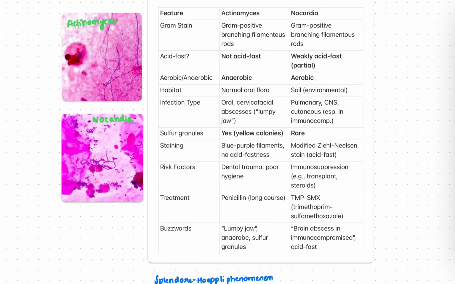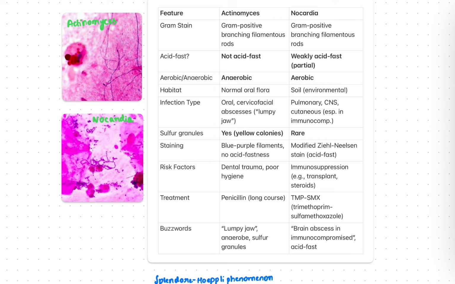Coming to the risk factors, for Actinomyces, dental trauma and poor hygiene are the risk factors, and for Nocardia, immunosuppression, like intake of steroids or transplantation, makes patients more prone to Nocardiosis. For treatment, Actinomyces needs a long course of penicillin, and for Nocardia, trimethoprim with sulfamethoxazole is the treatment.